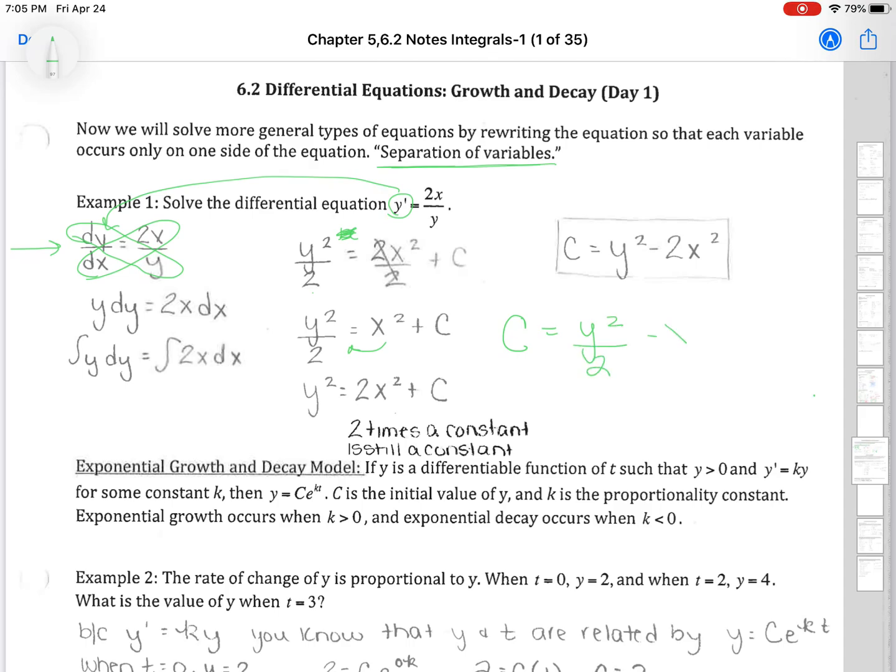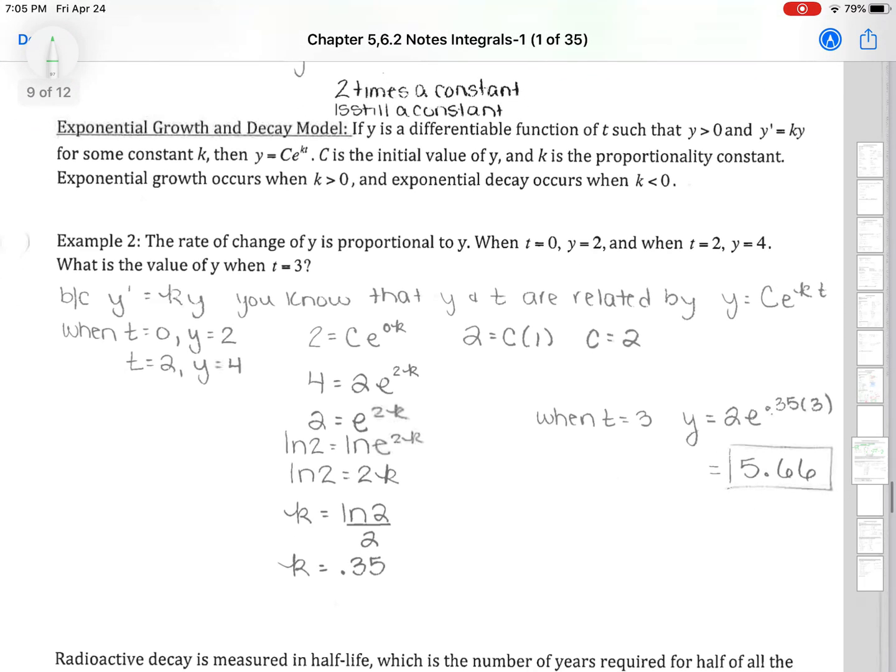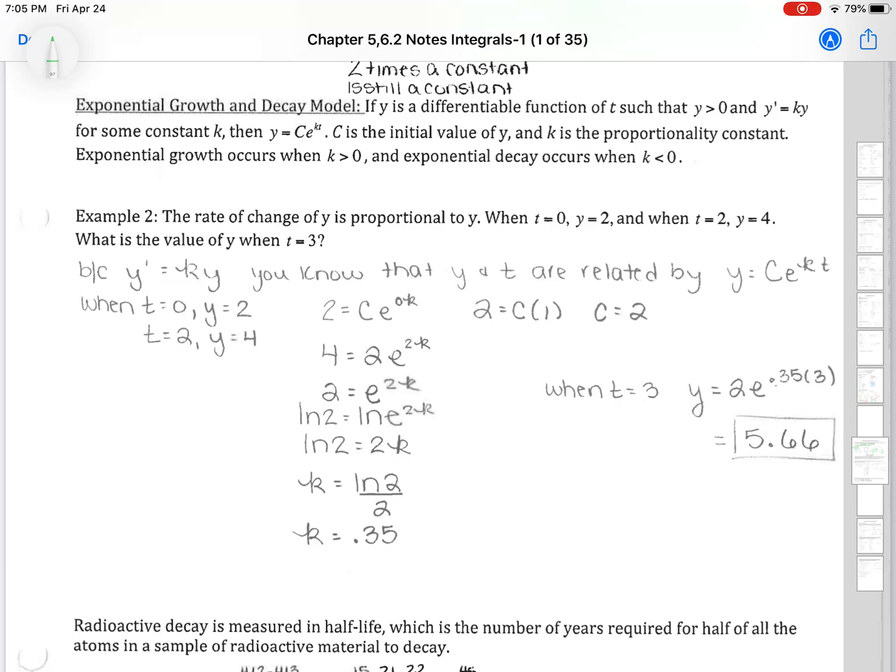So then all you need to do is move the y squared to the other side. I know I multiplied by 2 there. You do not need to. You could have just told me c equals y squared over 2 minus x squared. This would have been a fine answer. If you want to multiply by 2, that's fine. So we're going to put either or here, but there is no need for you to do that. Ultimately, when it says solve the differential equation, you are solving for the constant value of c.